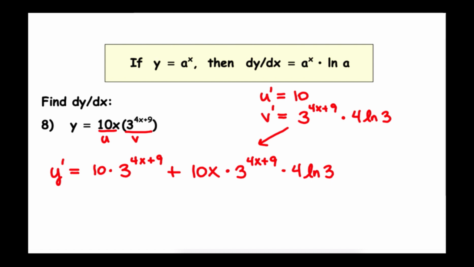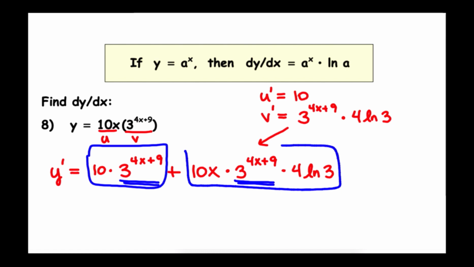Similar to section 5.4, with e to the x, since it's its own derivative, well, since the 3 to the 4x plus 9 is its own derivative, it's going to show up in both parts, in both terms. Remember, the terms are right here and right here. Terms are separated by addition or subtraction signs. So you've got the 3 to the 4x plus 9 in both. You also have a 10 in both terms. So we can do some factoring, and that will simplify the answer greatly.